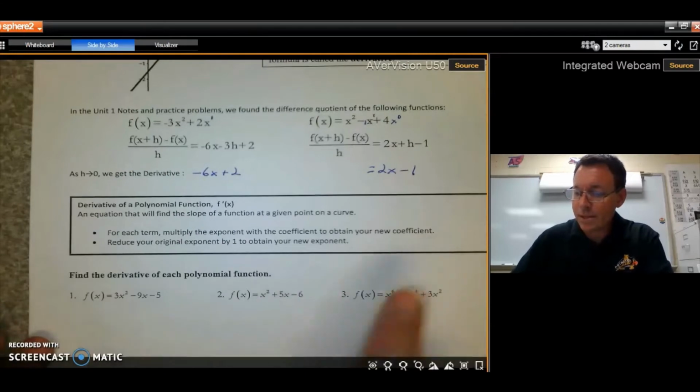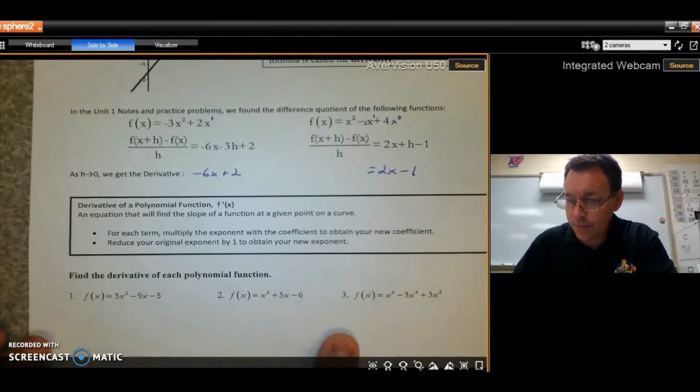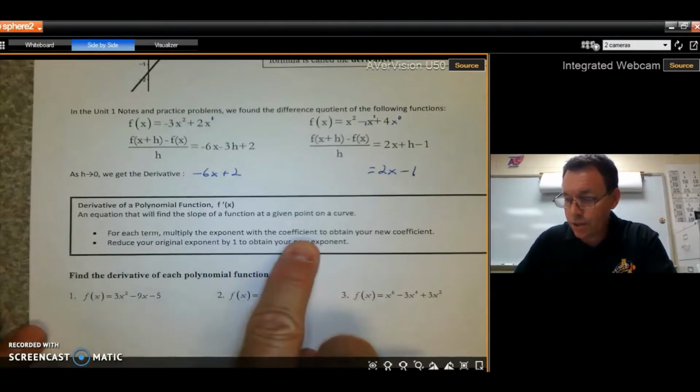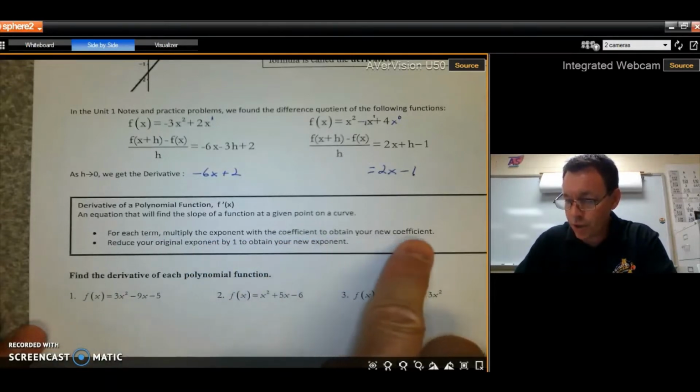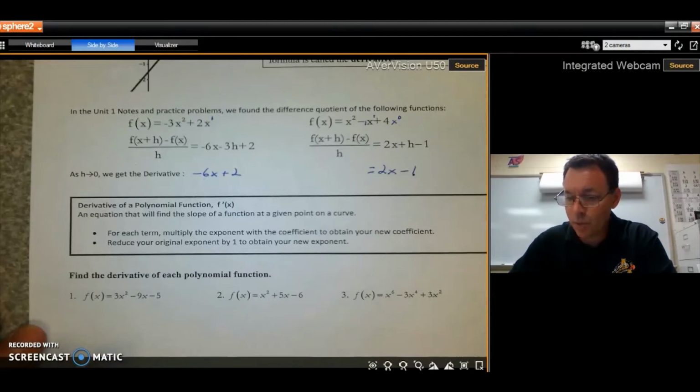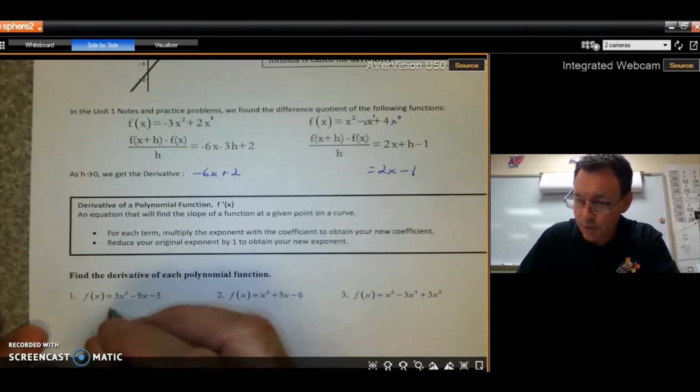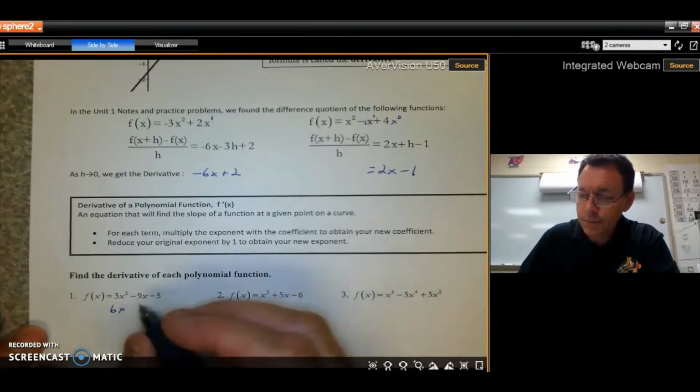So in this box, these are the rules for how to find the derivative. For each term, multiply the exponent with the coefficient to obtain your new coefficient and reduce the original exponent by 1. So the derivative, without having to do the crazy difference quotient formula, is just 3 times 2, 6, reduce this by 1, x to the first.